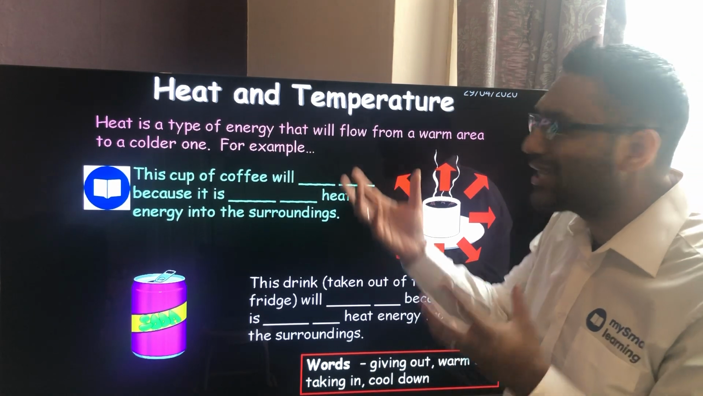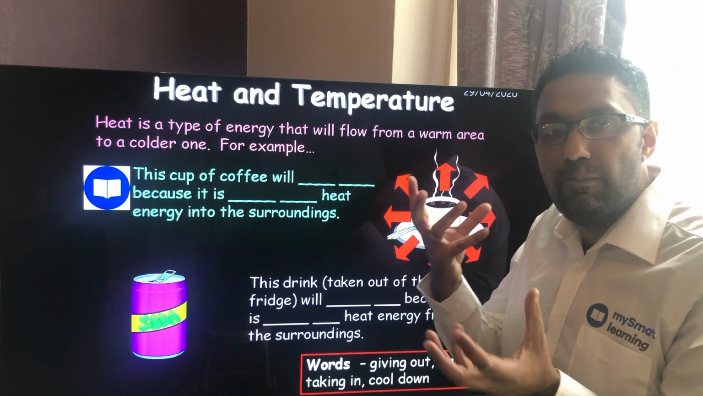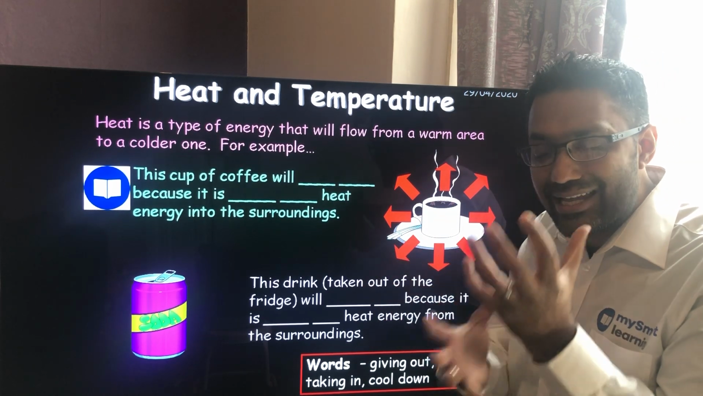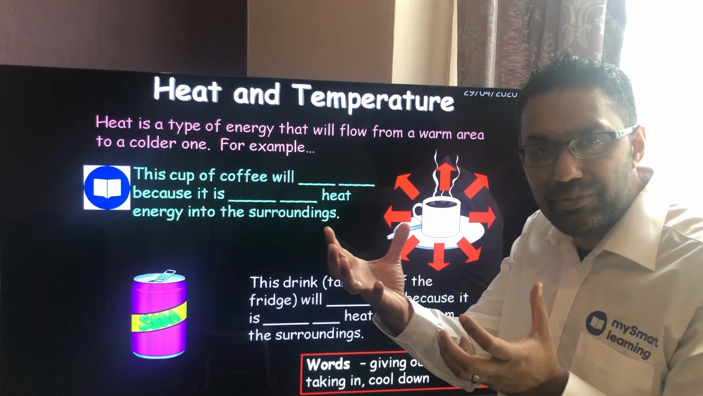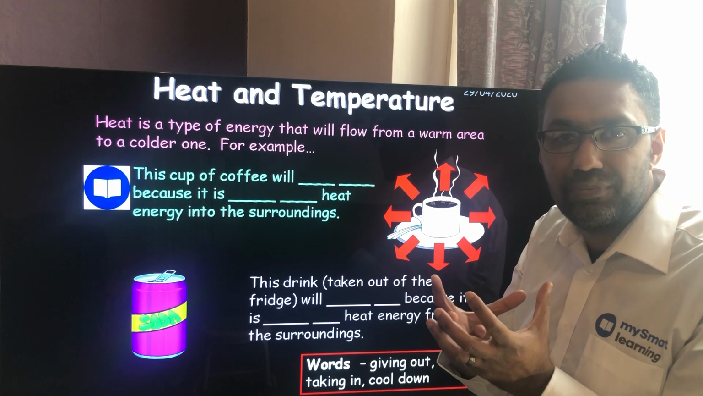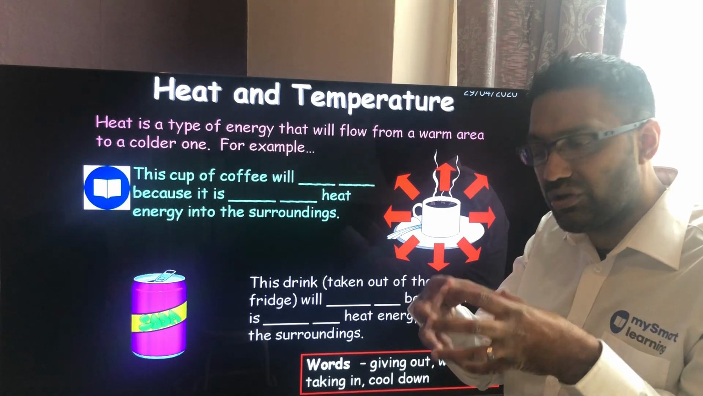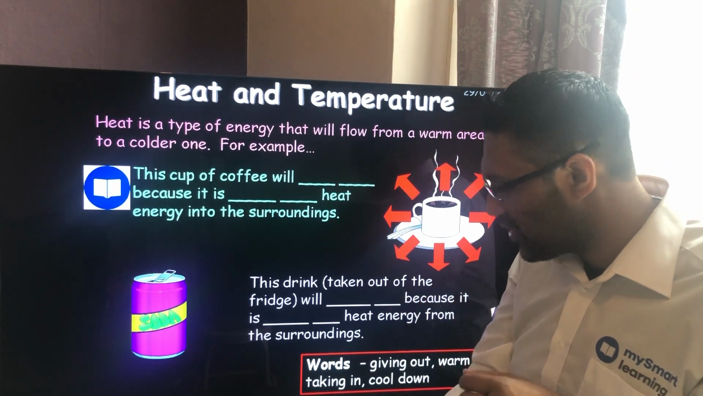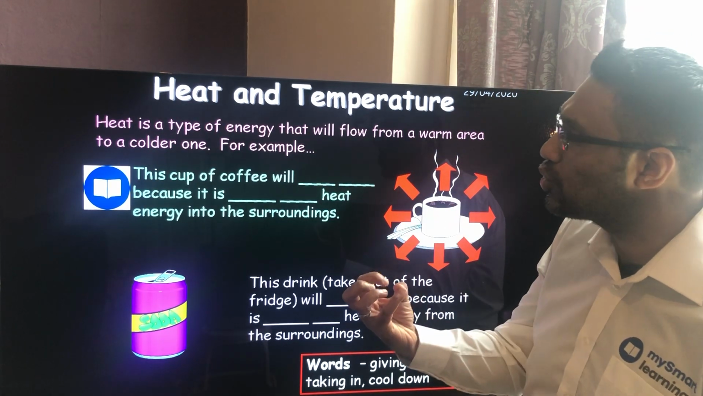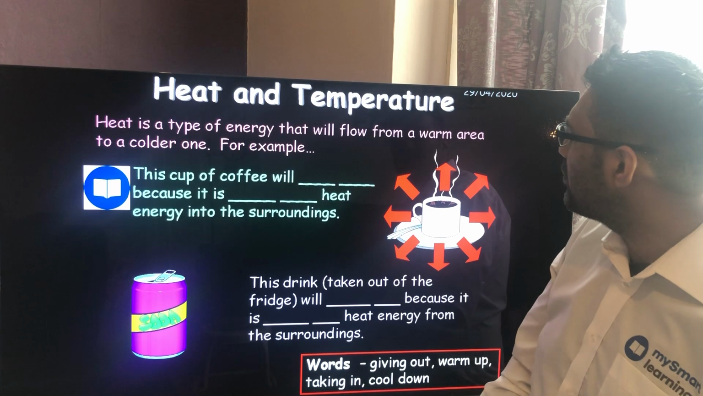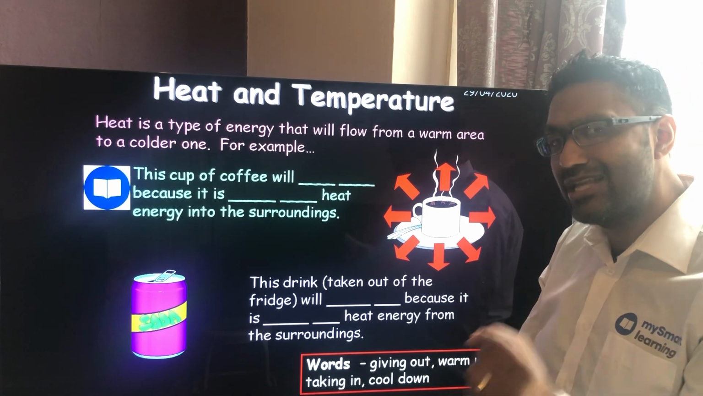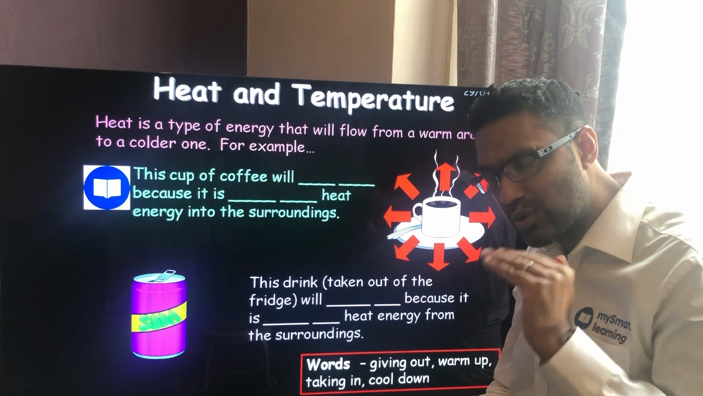It's more to do with the kinetic energy of those molecules, the internal energy of the substance and how fast they're moving. The higher the temperature, the greater the kinetic energy of those molecules, and they move around faster. But that's due to the internal energy stores of that material. Heat itself is the actual energy, or the thermal energy store. Heat is a type of energy that will flow from a warm area to a cold area.